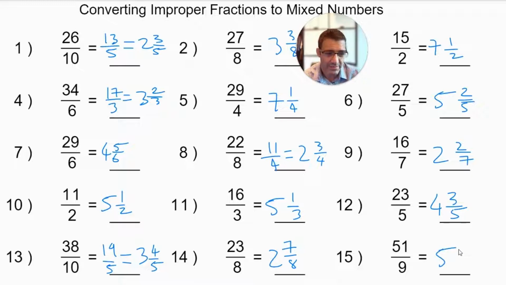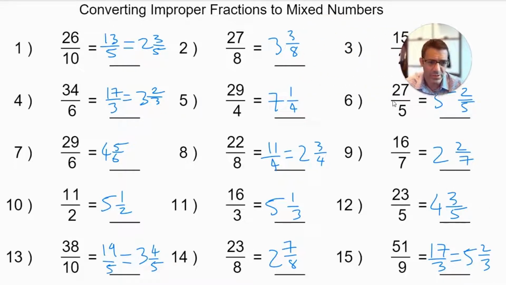6 over 9. Now 6 over 9 is a tricky one. Probably I should have done something different here. I should have divided the top and the bottom by 3 first and realized that 51 is actually 17 times 3. So this is actually 17 over 3. And if I realize that, I can do 5 and I'm left with 2/3, right?